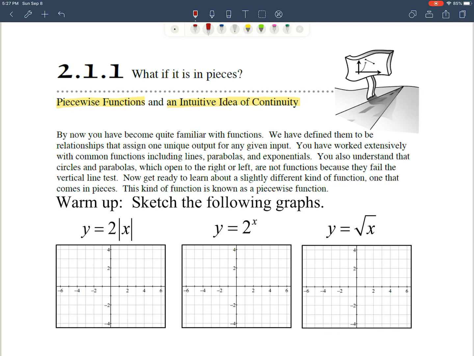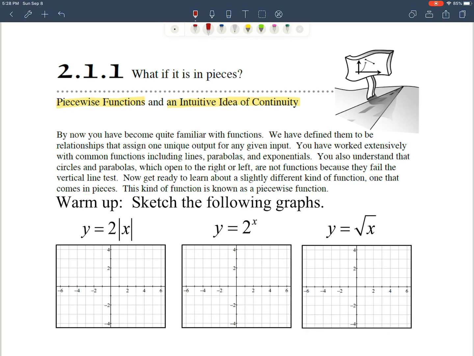It just lets you know that, hey, you know what functions are, and you've talked about using lines and parabolas and exponentials and things there. But in this chapter, we're going to be looking at some of the piecewise functions at the start, and I'll explain what that is in a moment. First thing here, let's look at a little warm-up. We're going to sketch the following graphs.